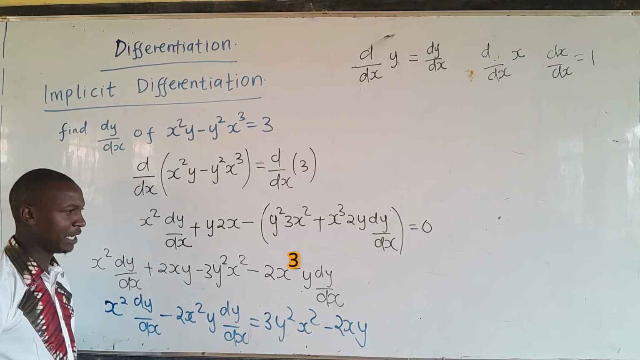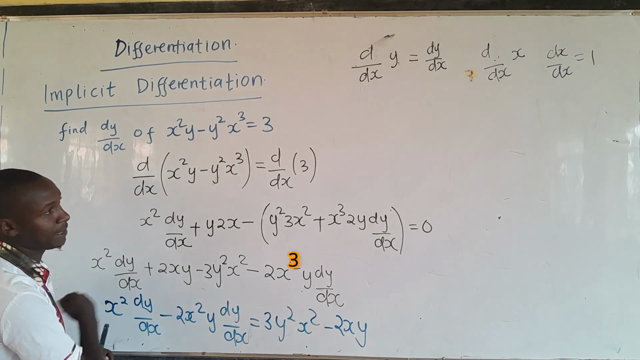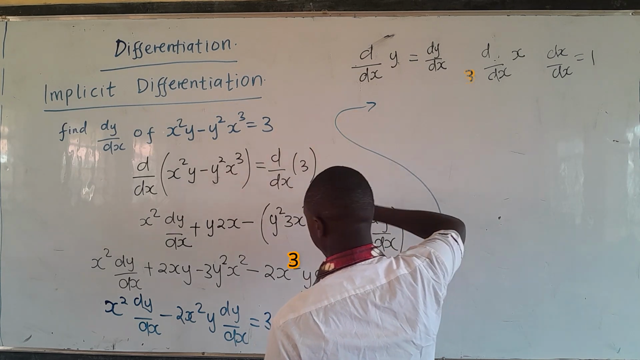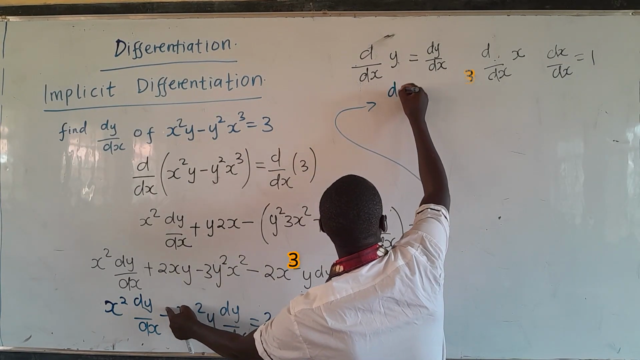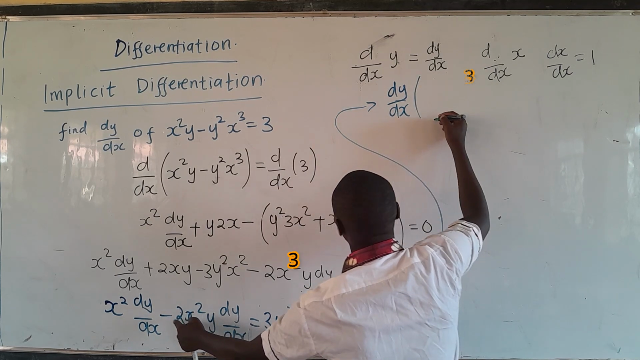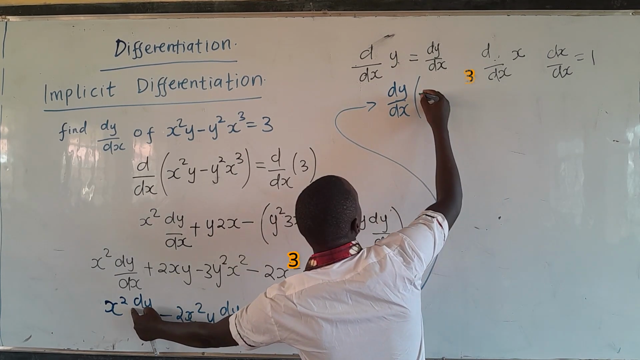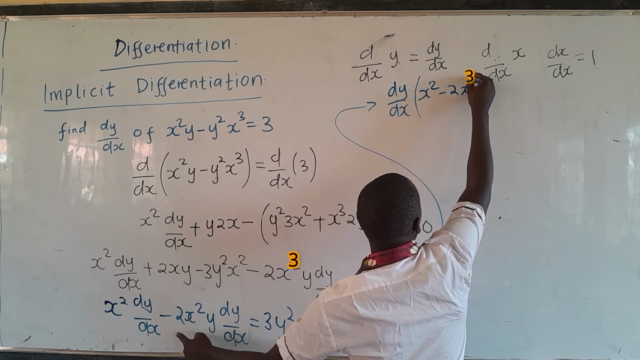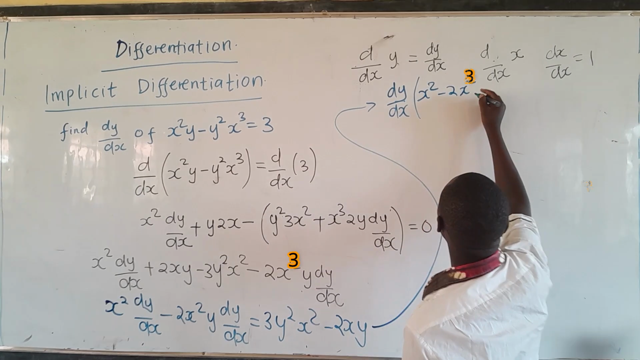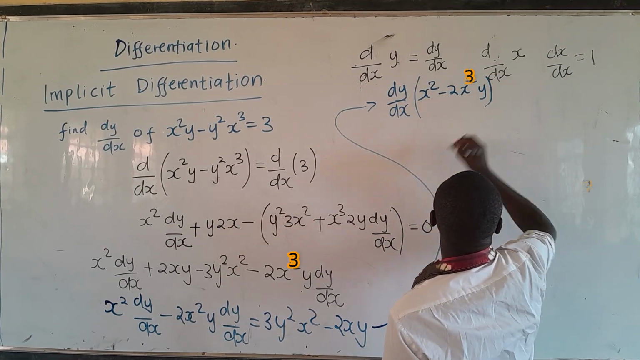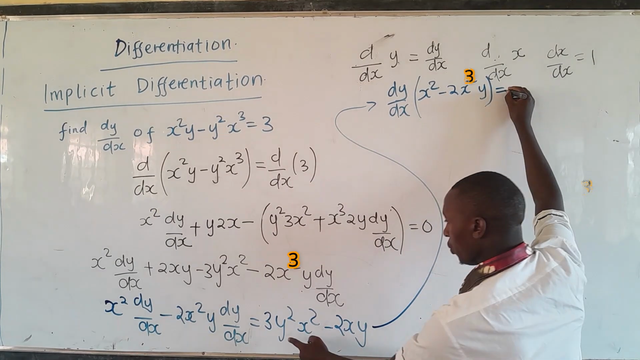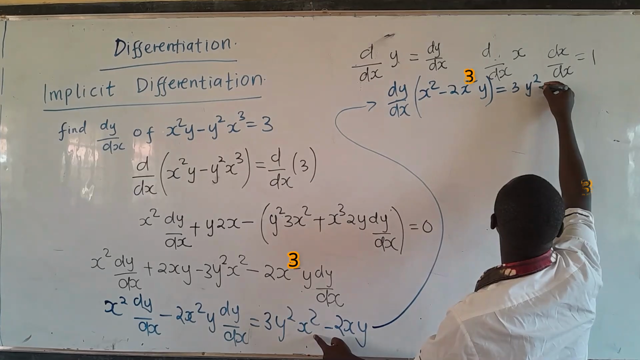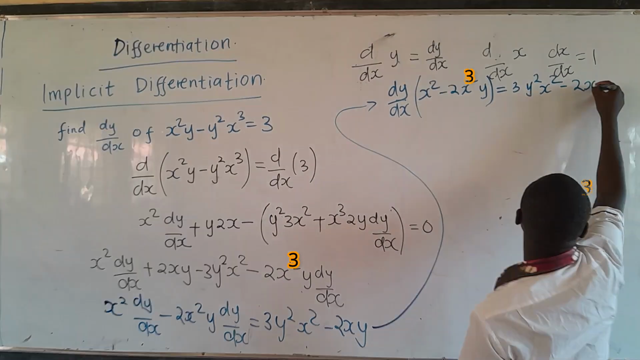Now since we are interested in making it the subject, I want us to factor it out. Using this space over here, we're going to factor out dy over dx multiplied by, we are going to remain with x squared minus 2x squared y, which should be equal to 3y squared x squared minus 2xy.